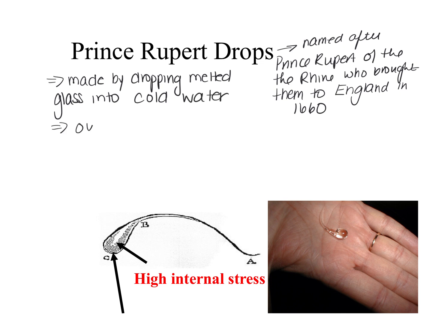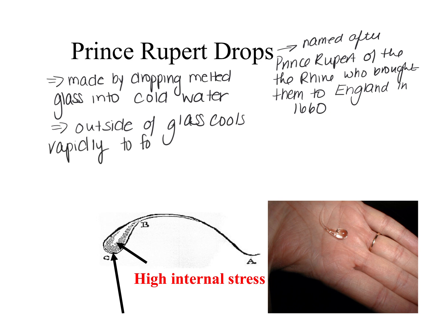And what happens is the outside of the glass cools really rapidly to form a tough skin. Okay. It's particularly interesting because if the tail is broken, it shatters. So they are quite delicate, right?